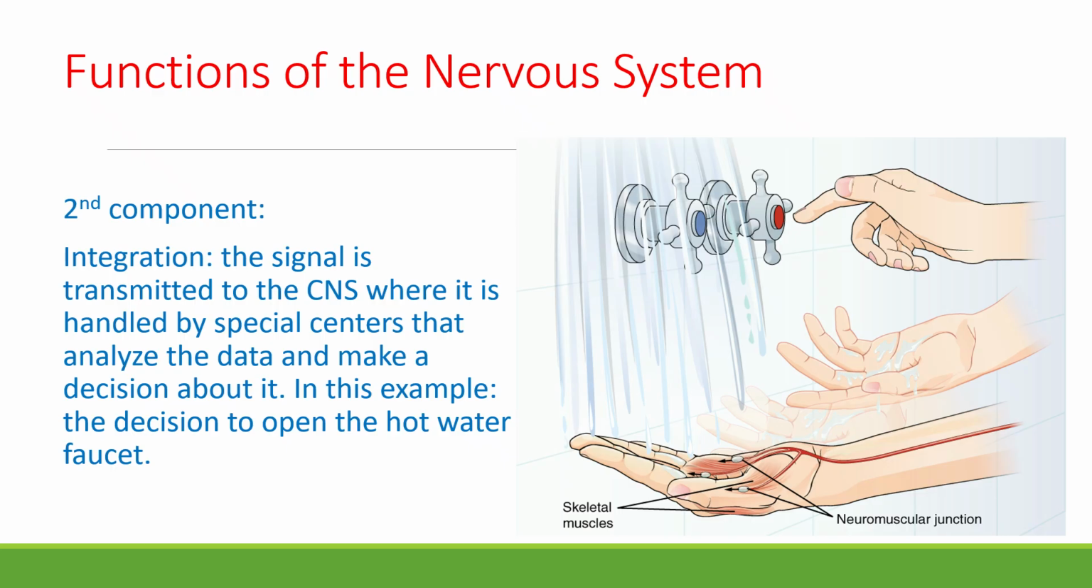The second component is that once that signal is received, it's transmitted to the central nervous system where it's handled by a special center that's going to analyze that data and make a decision about it. In this example, the decision is whether or not we're going to turn on the hot water faucet. So we're picking up information about the temperature of the water. That would be the first component. And then we're making a decision, once that information is brought into the brain, of do we turn the hot water on? Is the water warm enough?